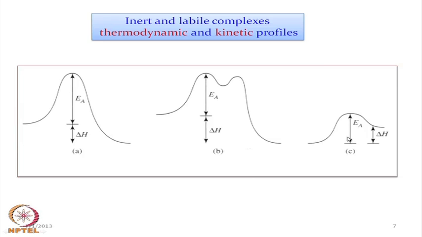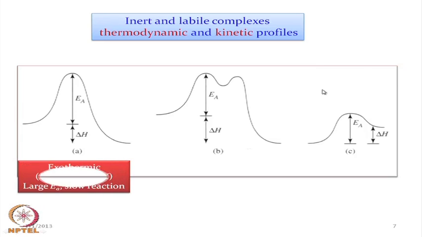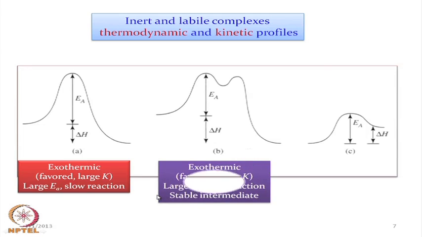So, the energy of activation is giving us some idea whether this particular reaction can give rise to the corresponding separation for these two cases, and that energy of activation can give rise to these two thermodynamic and kinetic parameters. So, we find that in this particular case we have this exothermic one, which is favored as large K and large EA, therefore, we have a very slow reaction.